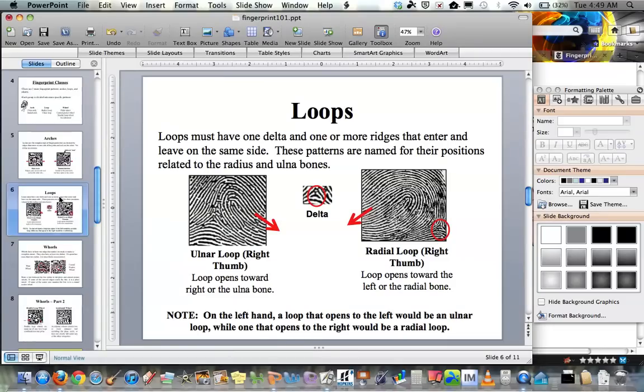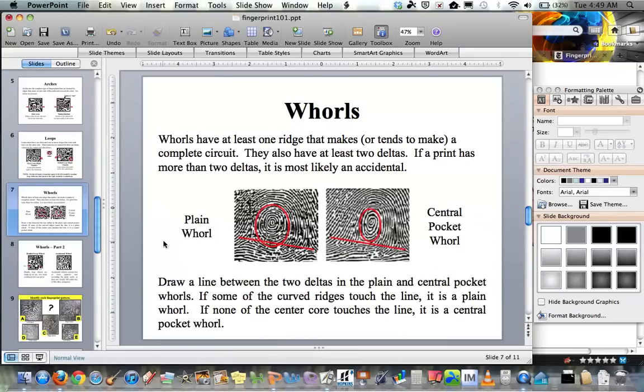Alright, let's finish this up here. A couple other types. We have whorls, 2 types of whorls. A plain whorl looks mostly circular, as it says, very plain looking. And a central pocket, it's a little bit more oval shaped.